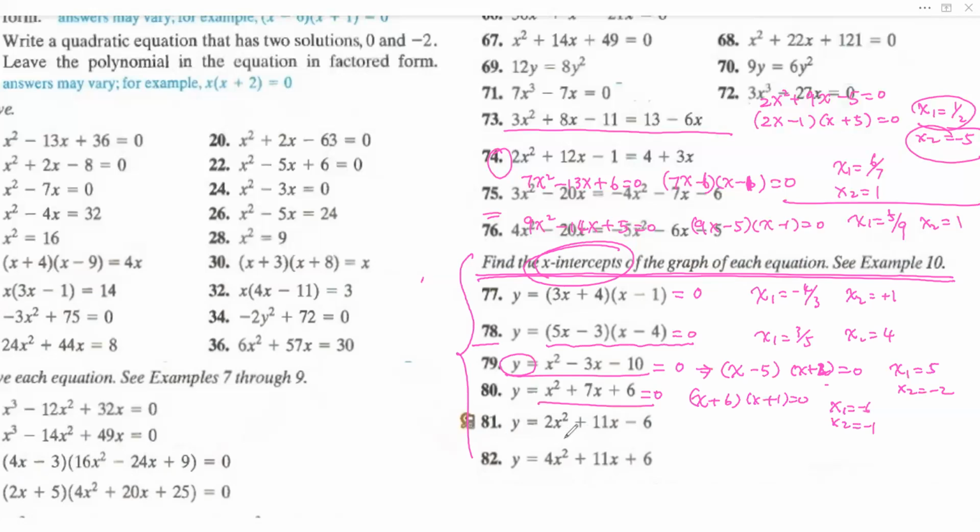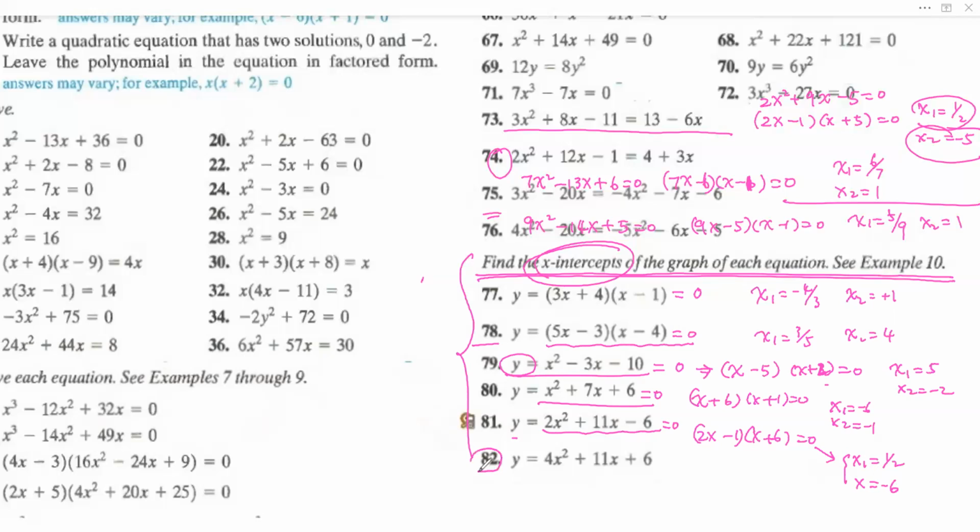A little bit complicated here, right? So what about 81? When they equal 0, we can just factor them first. Factoring it becomes (2x minus 1)(x plus 6). Let's double check. 2x squared, 12x, -x, -6. So you get the two solutions. One of them is 1/2, the other one is -6.